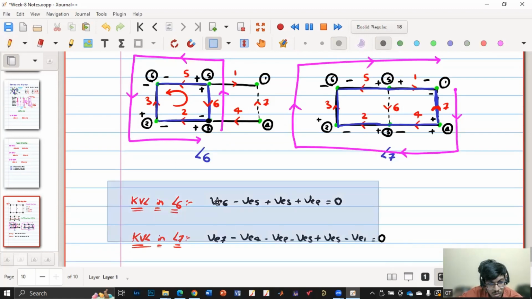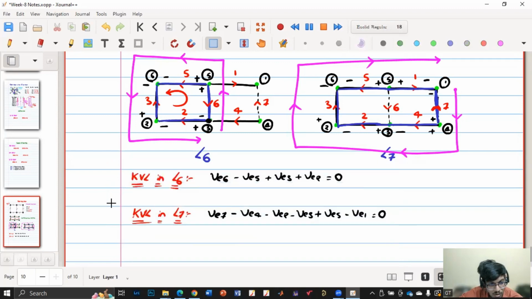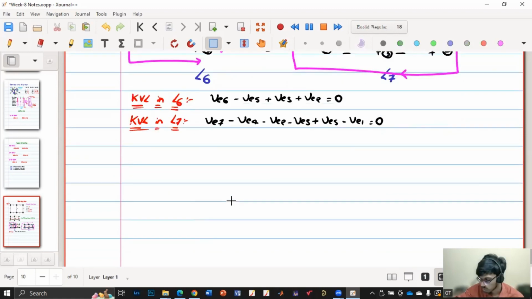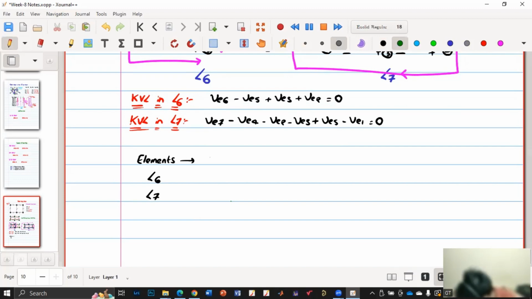So let me just pull this above, this one also a little bit above to make some space. Now we'll write B into V is equals to 0. So in the top row, it will be elements, and here it will be L6, here it will be L7 loop, right? So elements are 1, 2, 3, 4, 5, 6, 7. I am considering circles because we should not consider element with the branches. These are branches only, so these are not nodes. So I'll write like this only.